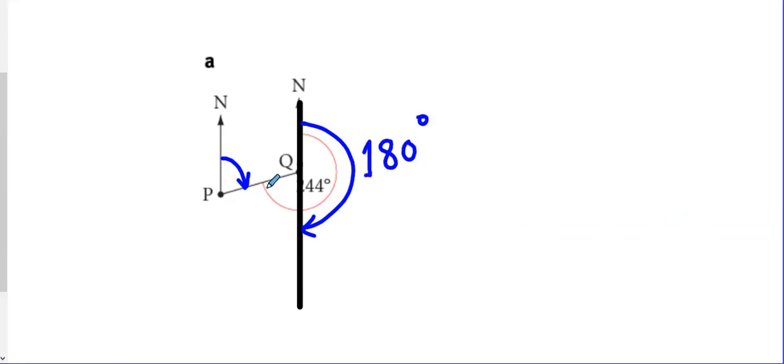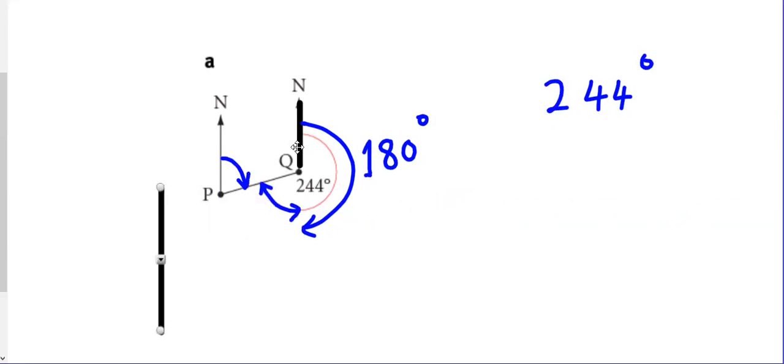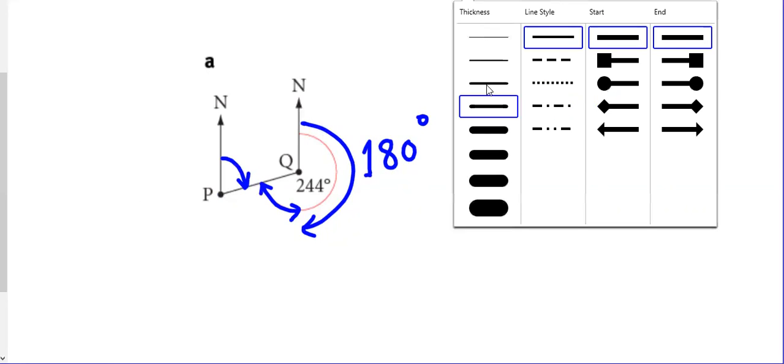So can we find this angle? The answer is yes, we can find this angle. How? We have 244 degrees. You might have forgotten, 244 is here. Let me show you. This is 244. Can you see that? Let me try to extend the line again. This is the line which I'm talking about.